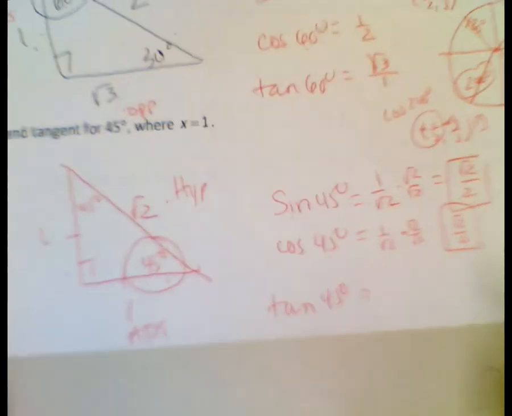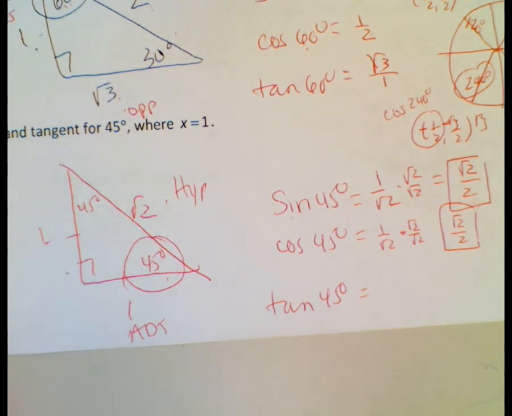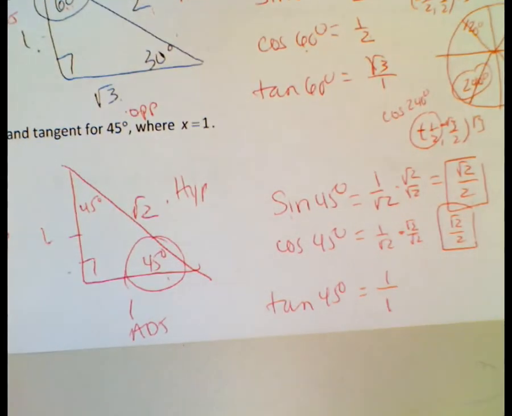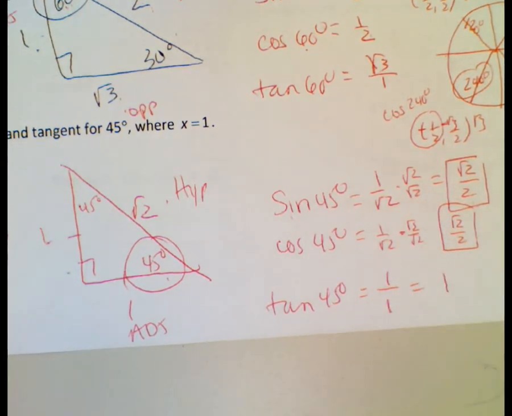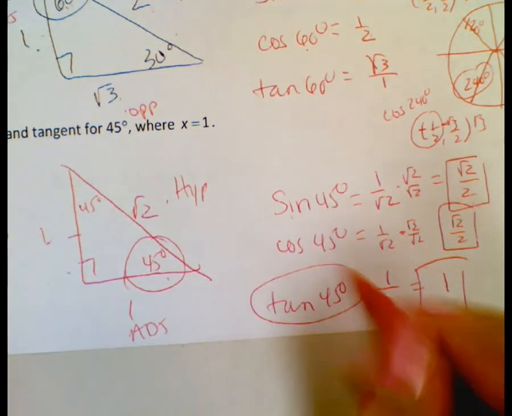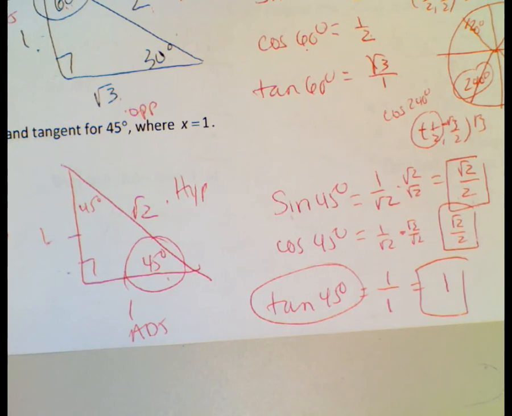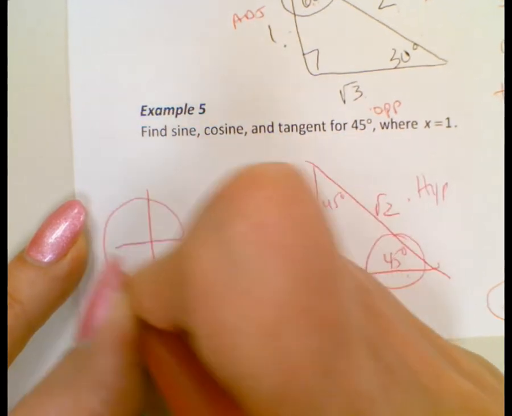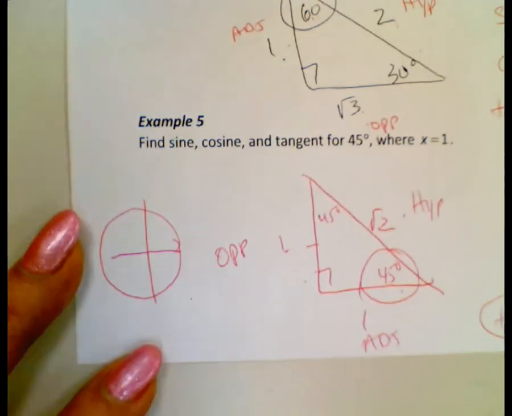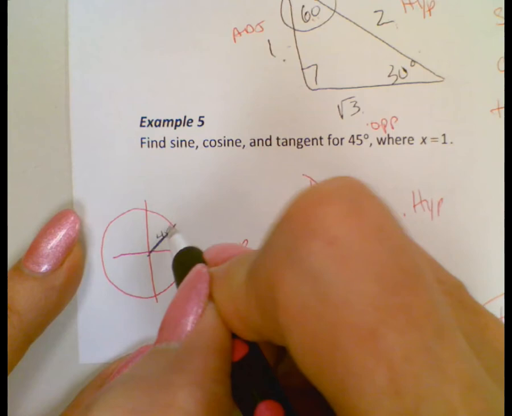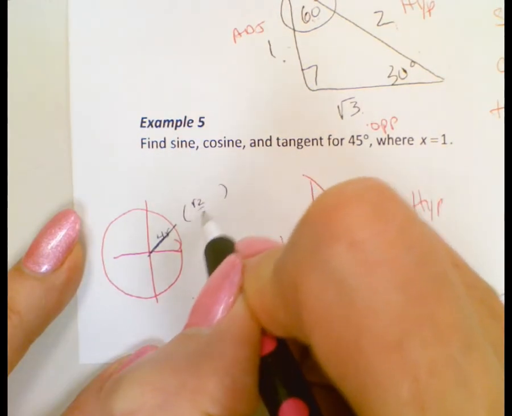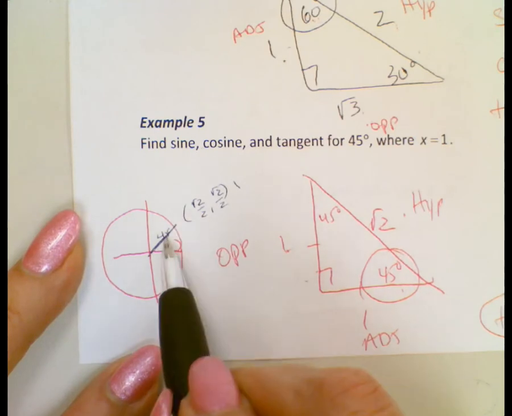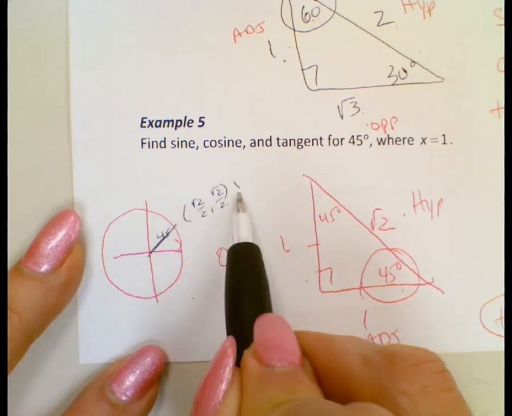Now, the tangent of 45 is great. It's the best one there is. Tangent of 45 is opposite over adjacent. Opposite is 1, adjacent is 1. So the tangent of 45 is 1. Punch that in your calculator. Tangent of 45 is 1. So in the unit circle, 45s are here. I know this is a terrible unit circle, but here's 45. Its ordered pairs are radical 2 over 2, radical 2 over 2, and 1. The cosine of 45 is this. The sine of 45 is this. The tangent of 45 is 1.